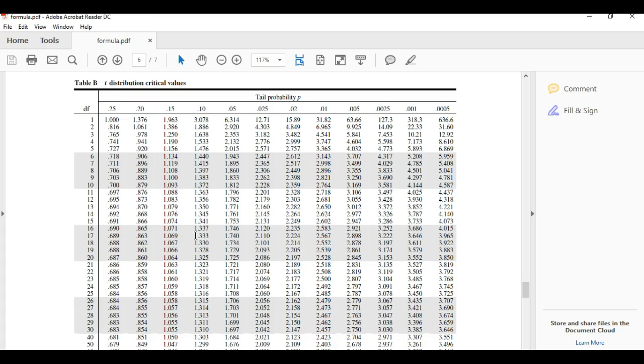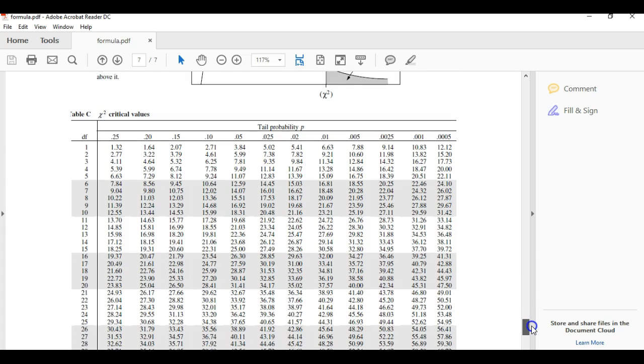Remember, your degrees of freedom for a 1 sample when you're dealing with a t interval is n minus 1. For a 2 sample, you get it from your calculator. And then finally, for linear regression, your degrees of freedom are n minus 2.